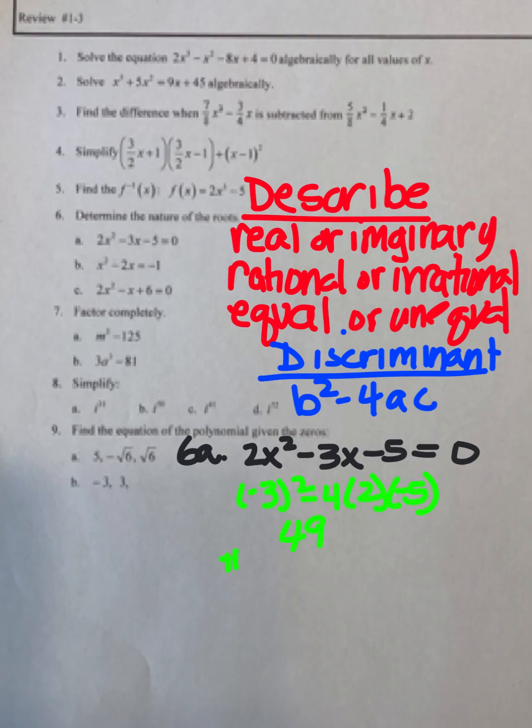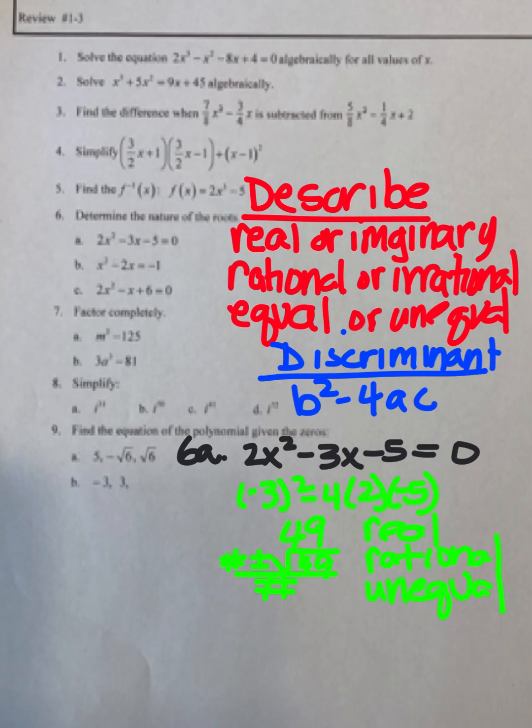So you're going to think of a number plus minus the square root of 49 over a number. Is that real? Yes. Is it rational or irrational? Well, you can take the square root of 49. That's 7, so that's rational. Now you have to decide, is it equal or unequal? So think about, you have a number plus 7 and a number minus 7. You're going to get 2 different numbers, so that means it's unequal.